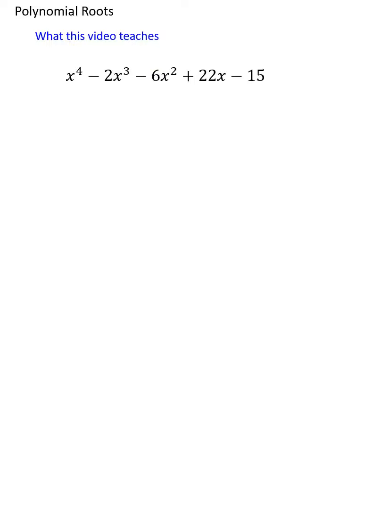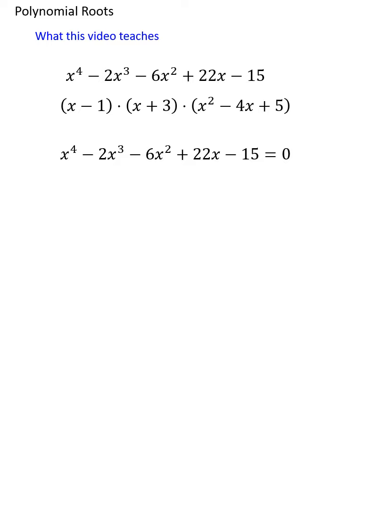In this video, we'll look at polynomials and we'll learn how to factor them. We'll also learn how to take polynomials and find out what particular x values will make them equal to 0. We call these numbers roots. More on that later. It turns out there are 4 numbers which, when plugged into this polynomial, will make it 0.